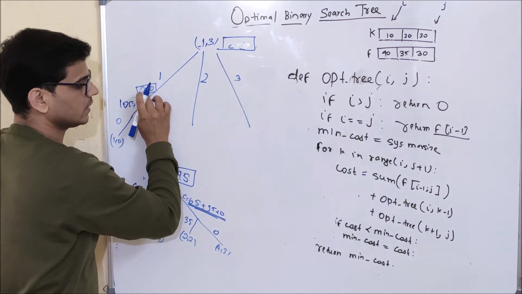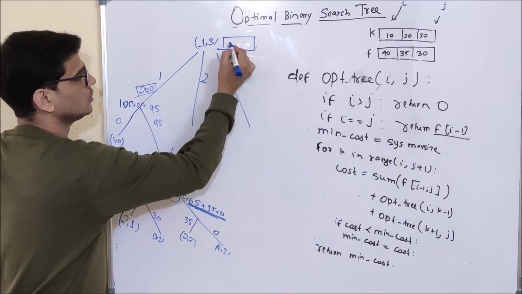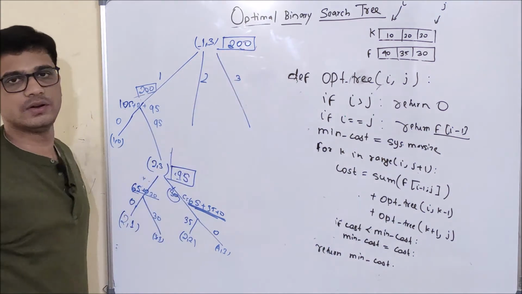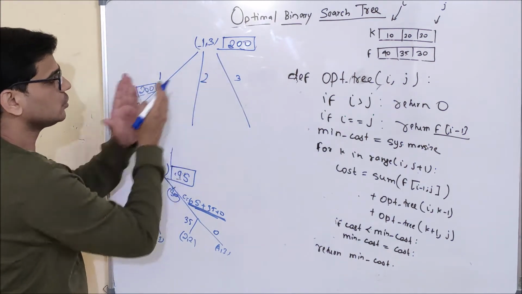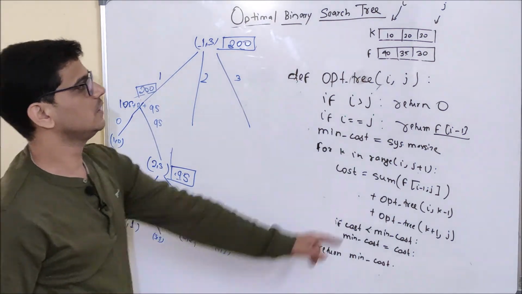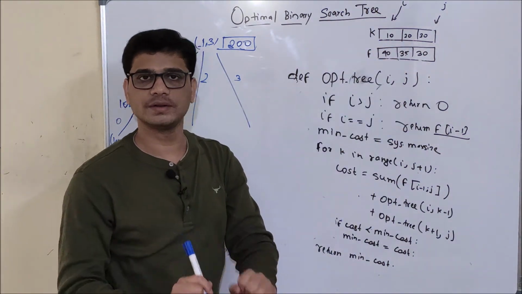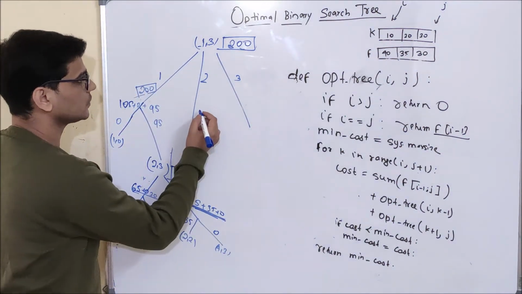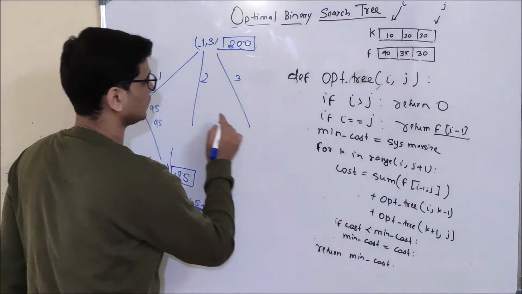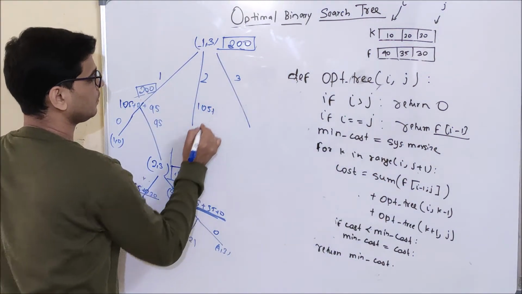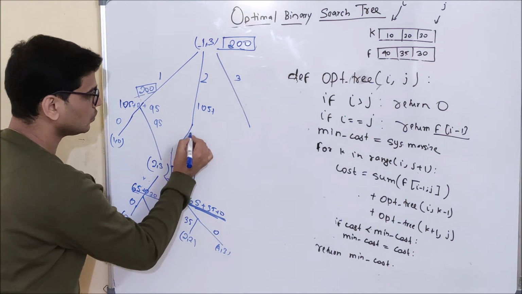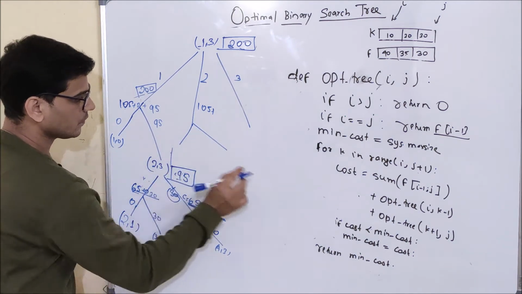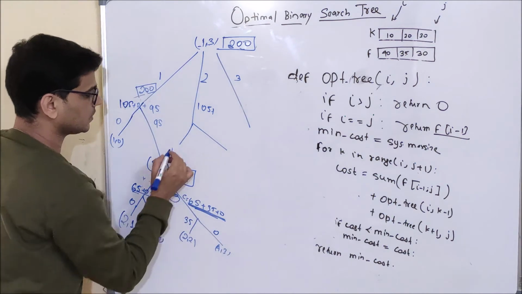200 is smaller, that is, cost is smaller than mean cost. So 200 will be updated here. Now what will happen? This particular function will execute for k equal to 2. That is, it will make 20 root. So first of all, this particular thing, 105 plus, when it will make 2 root, then it will make 2 function calls, for left subtree and right subtree.